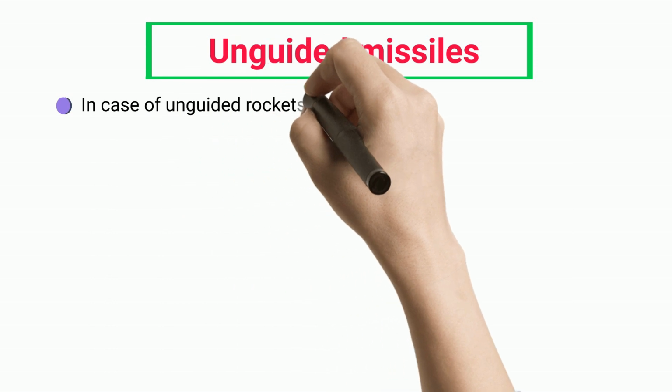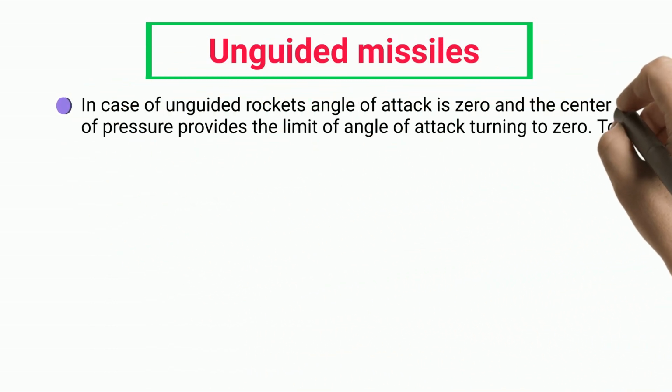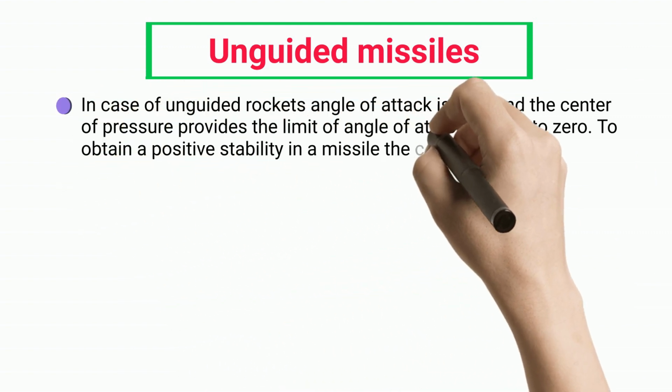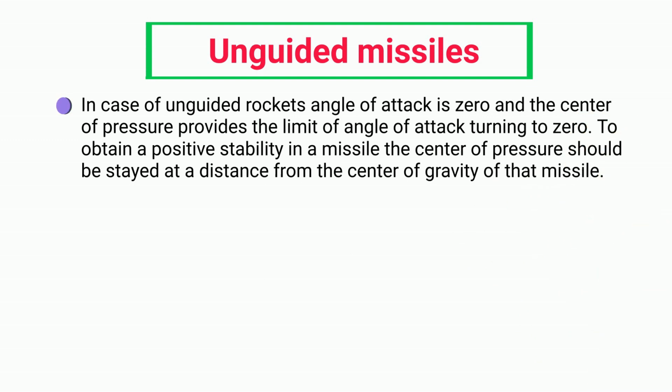Unguided missiles. In case of unguided rockets, the angle of attack is zero and the center of pressure provides the limit of the angle of attack turning to zero. To obtain a positive stability in a missile, the center of pressure should stay at a distance from the center of gravity of that missile.